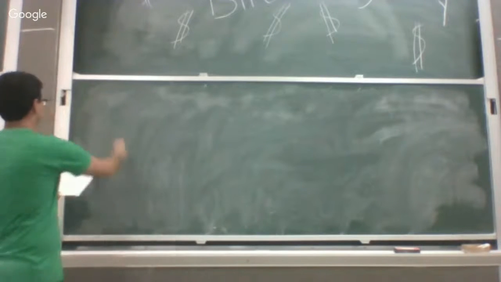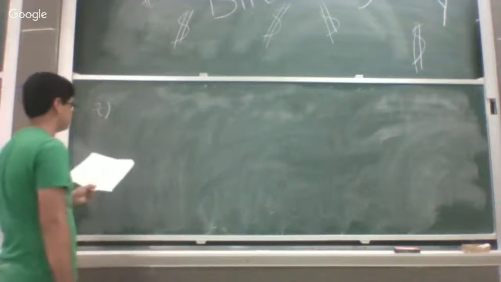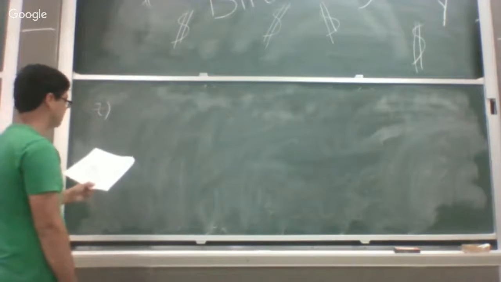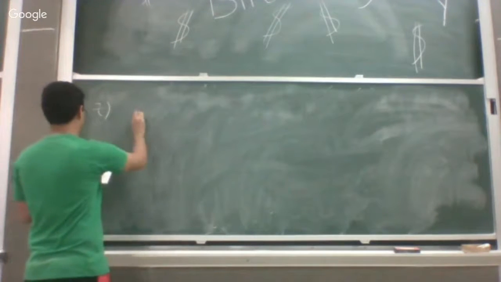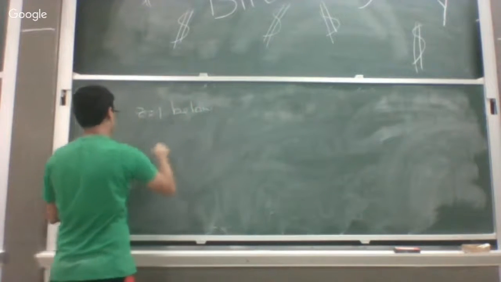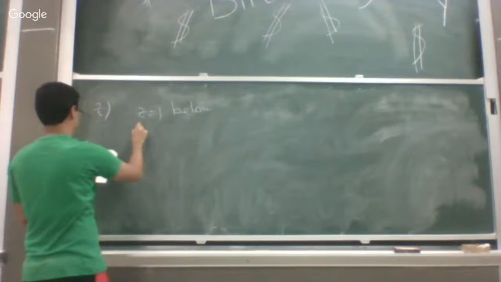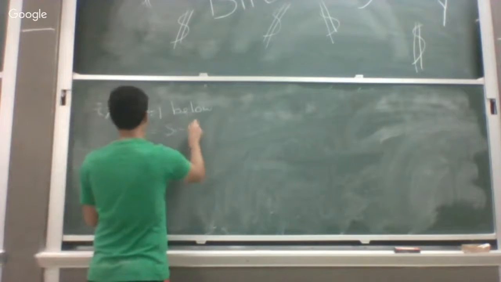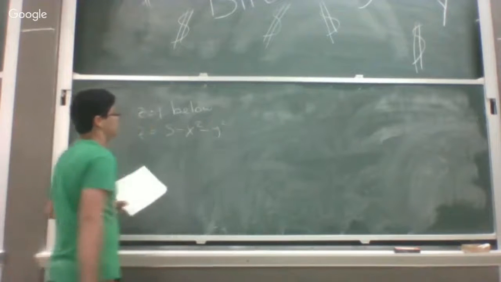So for number 7, we have to sketch the solid bounded below by z equal to 1, and on the top by z equal to 5 minus x squared minus y squared.